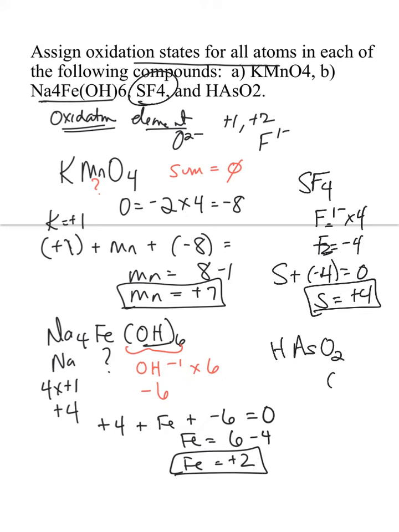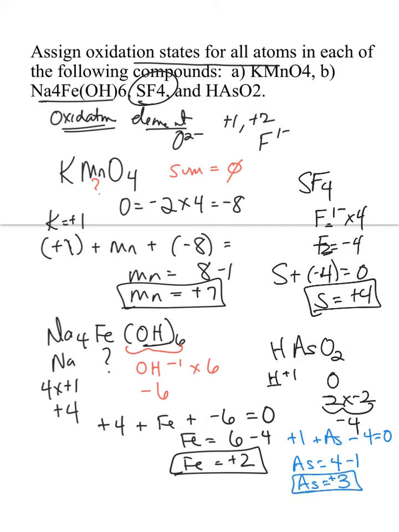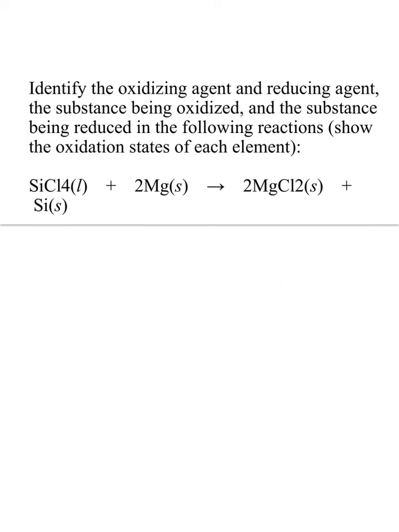HAsO2. Oxygen is 2 times a -2, so that's a -4. Hydrogen is a +1, so we have +1 plus As minus 4 equals 0. As equals 4 minus 1. As equals a +3 oxidation state. Be able to do that on the exam tomorrow, or Monday. Identify the oxidizing agent, reducing agent, substance being oxidized, and substance being reduced in the following.